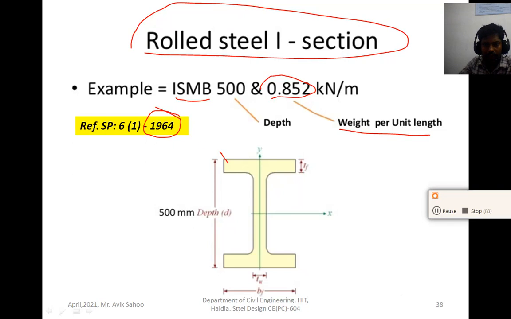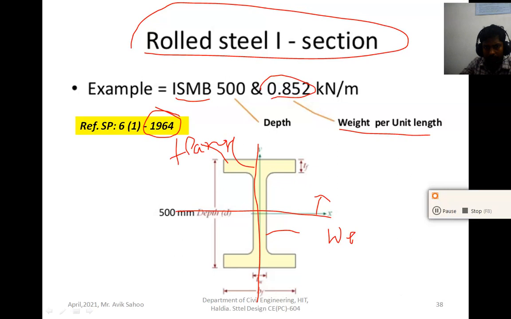You see that this is a flange portion, flange, and this portion is the web. This I section is symmetric about both axes, this one is the major axis and this one is the minor axis. Why is it the minor axis? Because about that axis we get the least moment of inertia. And why is it called the major axis? Because about that axis we get the maximum moment of inertia. That's why it is called major axis and minor axis.